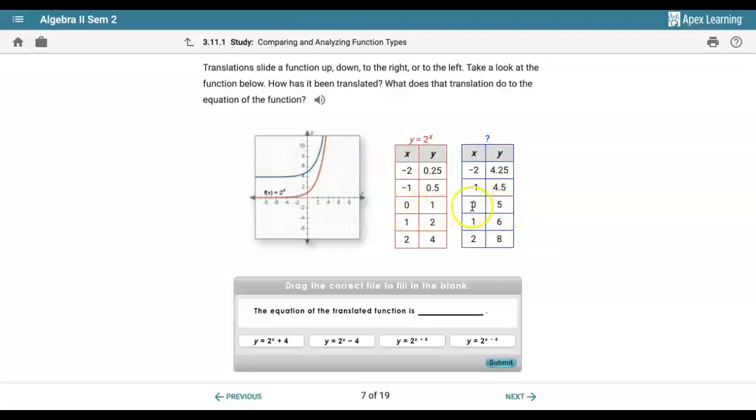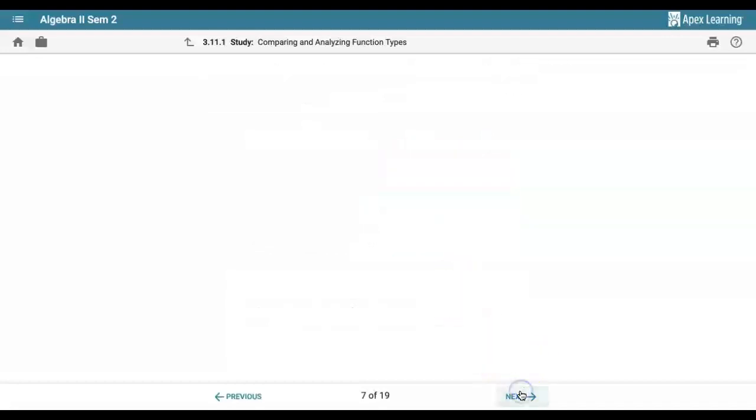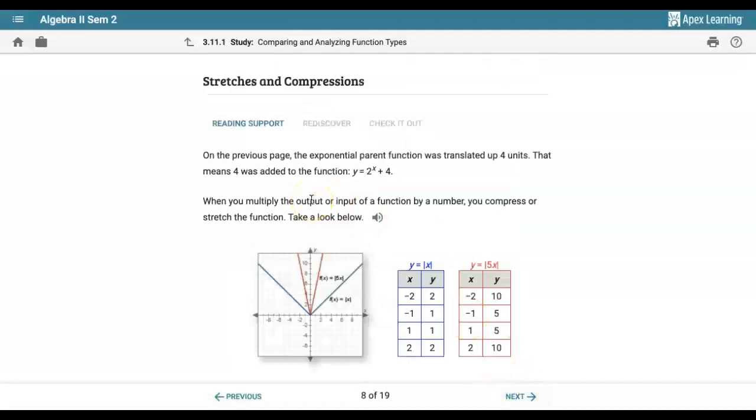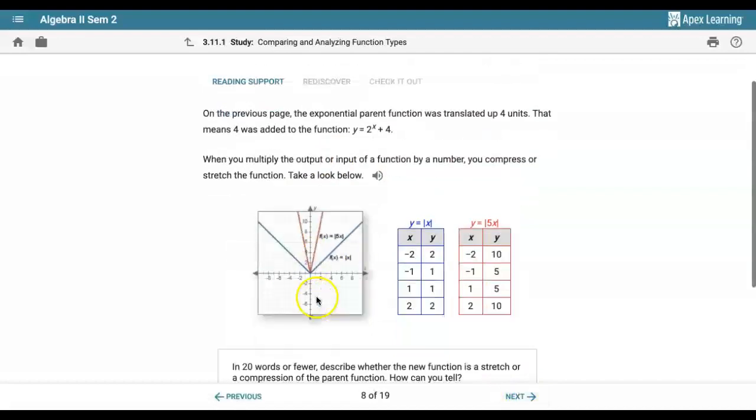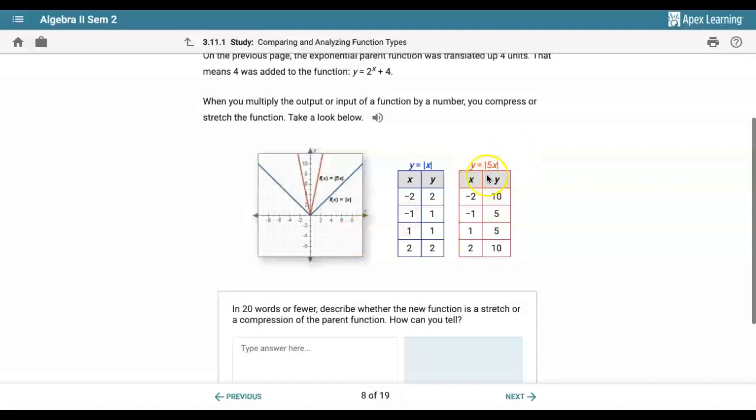So for the x of 0, we have 0 here. This output value is 1, while this output value is 5. So it looks like we've added 4, but of course, we always got to check another point to make sure. So if I go to 2 here, it goes from 2 to 4. So this is going to be 2x plus 4 on the outside of the exponent because it's a vertical shifting up.